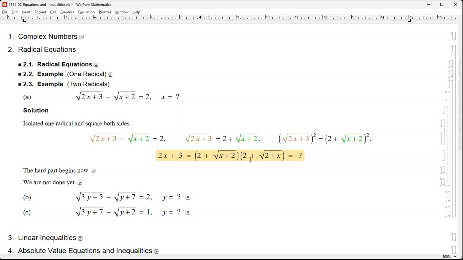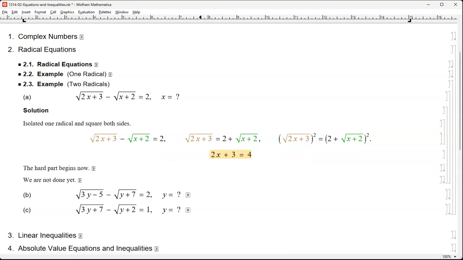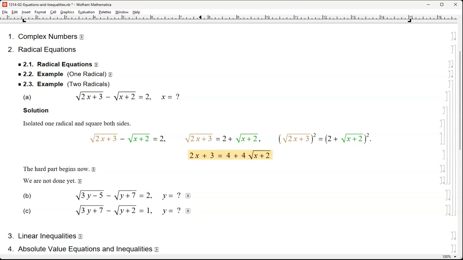Two times 2 is 4. 2 times the square root, you see, you have the square root. Another 2 times the square root, that's a square root. And square root times square root, that'll go away. Or I can use the complete square formula like this. 4 plus 2 times a times b, so 4 square root of x plus 2, and plus this one squared, which is x plus 2.